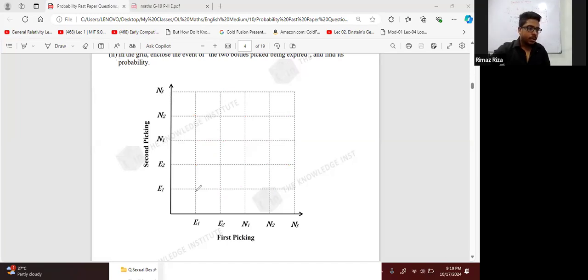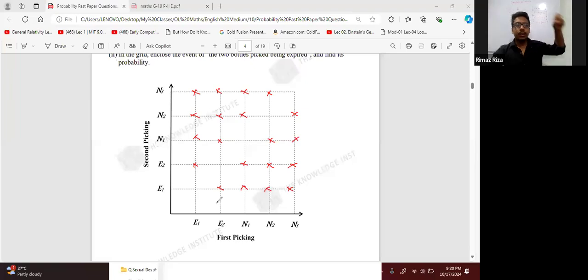mark like this, right? So here this one comes, so this will come, this one comes, this will come. So you will mark like this. This one comes, so this will come. Your mark will be like this. This one comes, so this one comes, this one comes. Okay, right. So this is the answer, the sample space according to this event, because the bottle is not replaced.